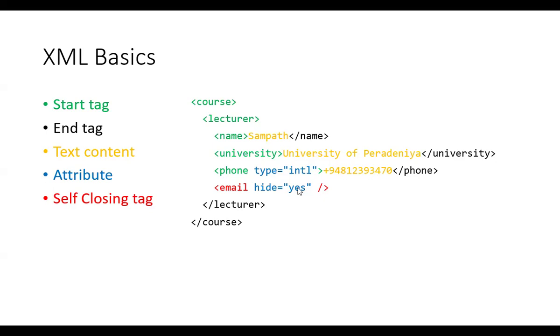Other than that, you can actually have more information as attributes. So for example, for the phone, we can say the type, and then you can say the phone number is given in the international format. So this is the information we have represented here.